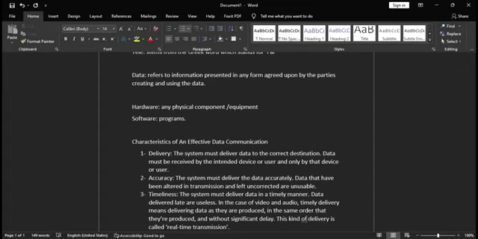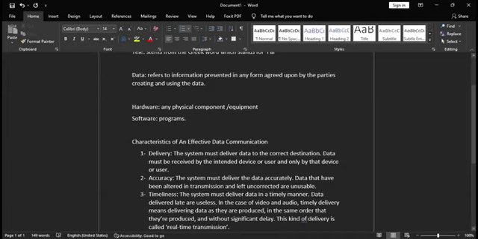Okay, so we said under timeliness, the system must deliver data in a timely manner. Data delivered late are useless, right? Whatever data is delivered late, the reason why the data was sent was for the message to be delivered instantly and used at that moment. But since there is a delay, it is possible that by the time it gets delivered, it's no longer useful, rendering it useless.